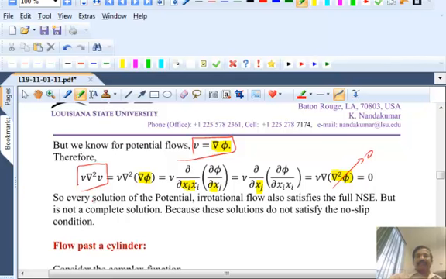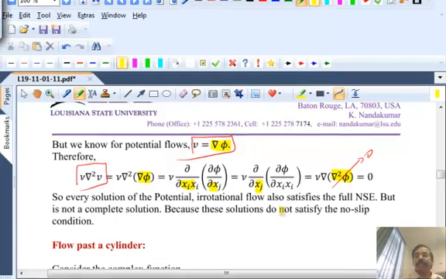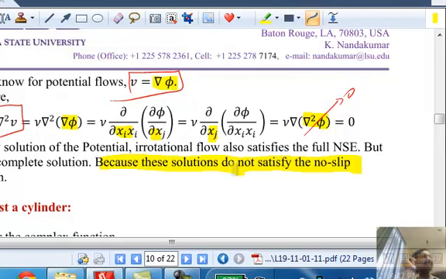I guess the answer is that they do not satisfy the no-slip condition. Every function that we have solved so far, for the sectors and for the uniform flow, will also satisfy the full Navier-Stokes equation, even though it was not our intention. It turns out that because of this definition, it satisfies the Laplace equation. That means the neglected term will automatically be 0. So it will also satisfy the full Navier-Stokes equation, but it will not satisfy the no-slip condition. So these are not full solutions of the real problem. These are still idealized solutions for ideal fluids, fluids that have 0 viscosity.